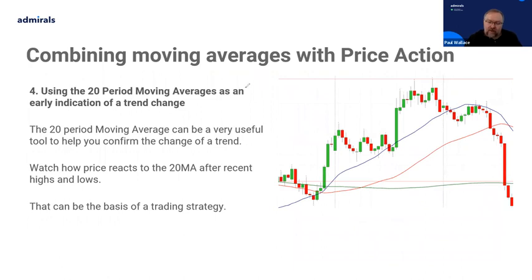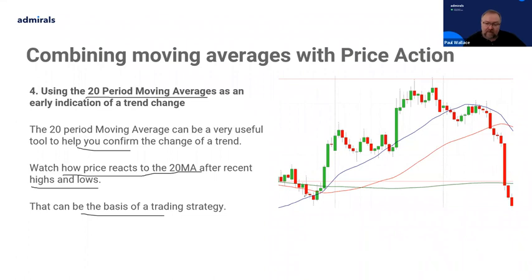And as you improve in your reading of price action and reading of markets, one thing you can do, and it's one of the other things I utilize myself, is I use the 20-period moving average as a bit of an early indicator that a trend change is happening. And it can be really useful to help you confirm that. What I talk about is watching how price reacts around the 20-period moving average after recent highs and lows. And that itself can be the basis of a trading method of its own, right? It's one of the ways I like to utilize it.